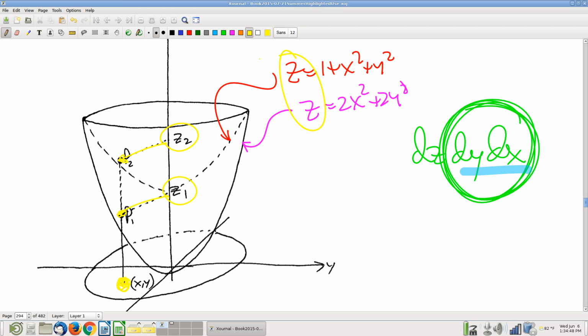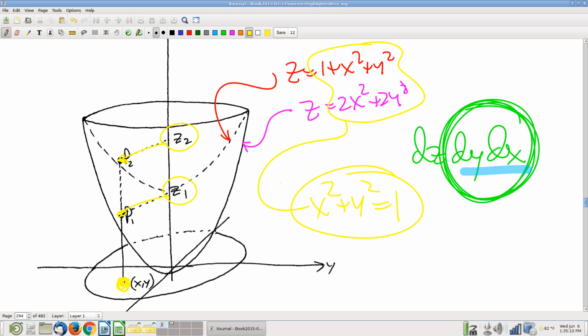Right? If I want to know where these two surfaces intersect, I need the x's and y's where the two z coordinates are the same. Which means that I want these two things to be equal to each other, from which it's not hard to see that x squared plus y squared is 1. And it's just a lot easier to work on. This is a disk, right? It's a circle, okay, fine.